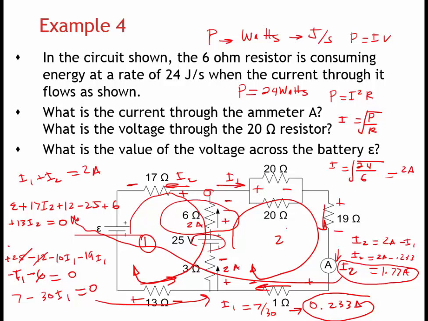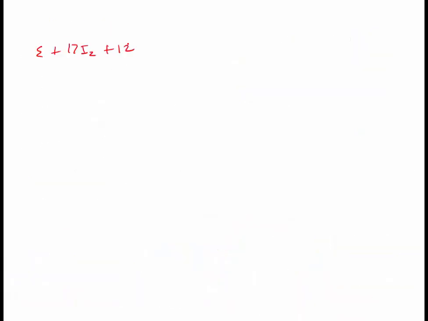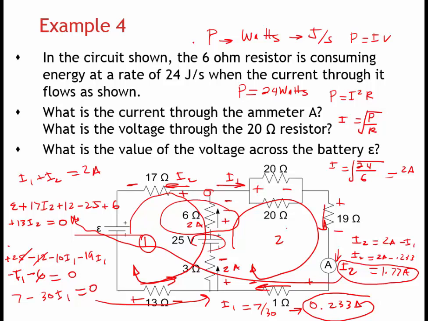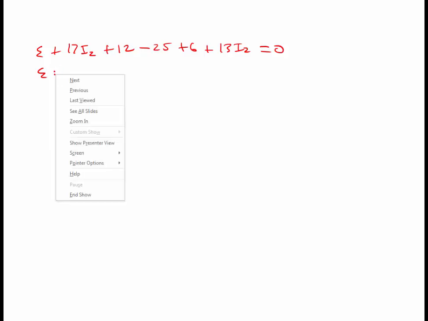So we have E plus 17 times I2 plus 12, right? Go back, plus 12, minus 25 plus 6, so minus 25 plus 6 and plus 13 I2 is equal to 0. Right? So in this case, E is going to equal, bring everything on the other side.